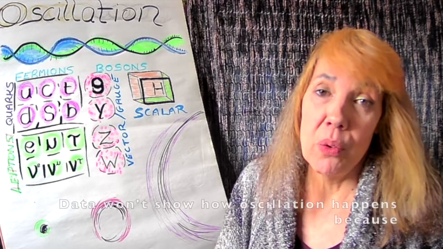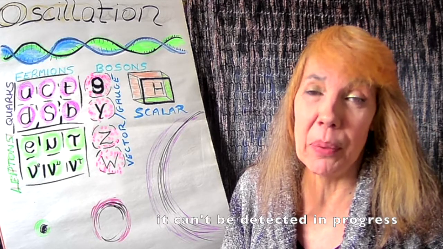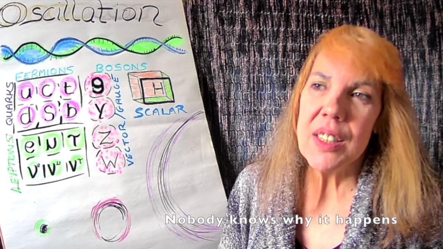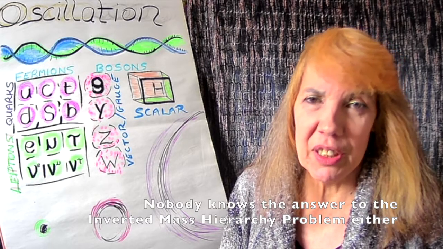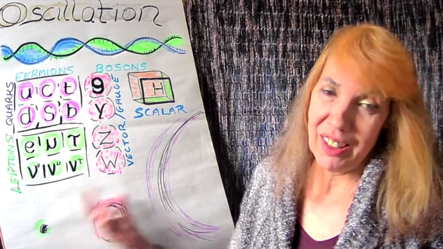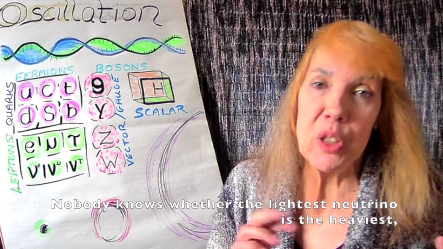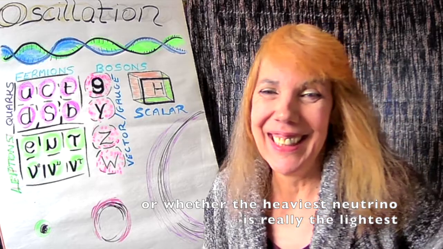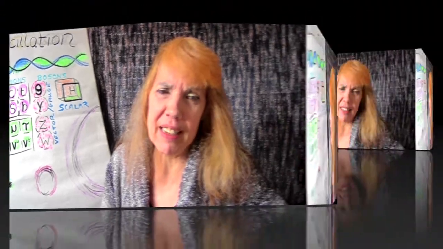The data won't show how oscillation really happens because it can't be detected in progress. Nobody knows why it happens, and nobody actually knows the answer to the inverted mass hierarchy problem, which says that the neutrinos are lighter and heavier than each other, which I've demonstrated here, I'll come to in a minute. They can be said to be lighter or heavier, but nobody actually knows which. As you can see so far, there are quite a lot of complications in the subject of oscillation.